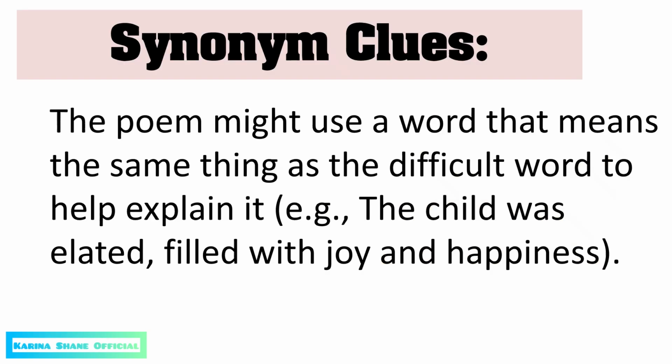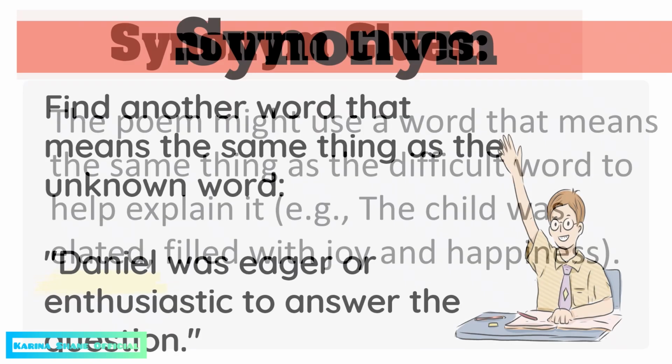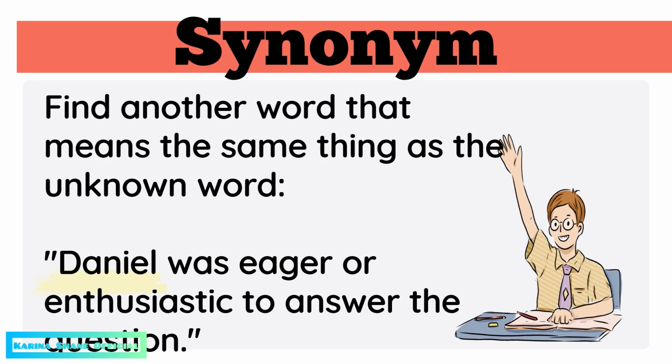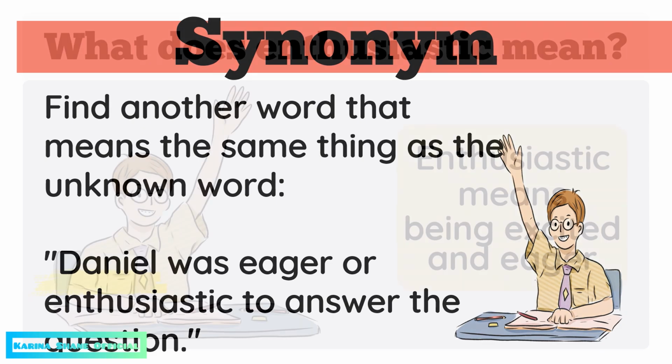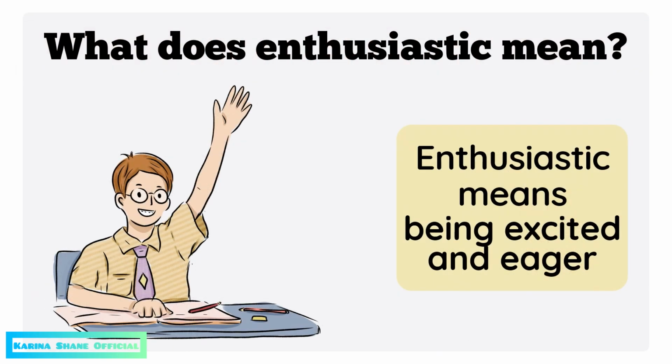Third is we have the synonym clues. The poem might use a word that means the same thing as a difficult word to help explain it. It should be words that have the same meaning. Example, find another word that means the same thing as the unknown word. Daniel was eager or enthusiastic to answer the question. What does enthusiastic mean? It means being excited and eager.